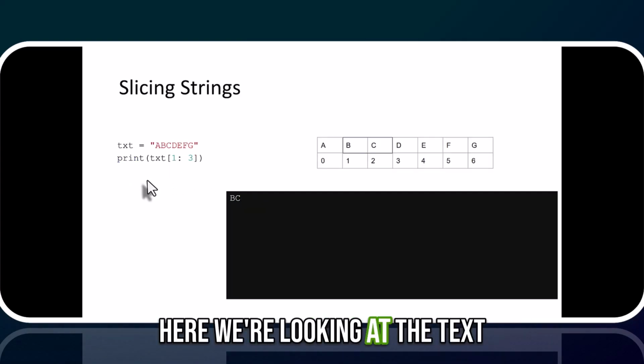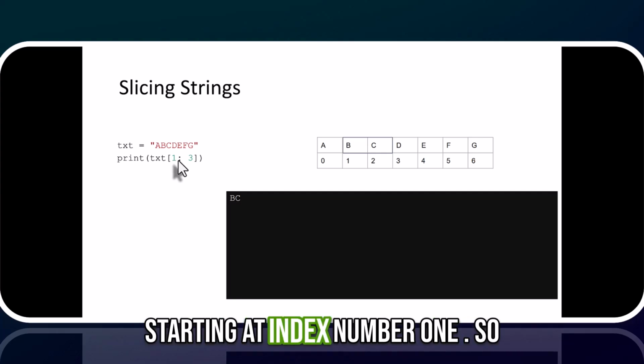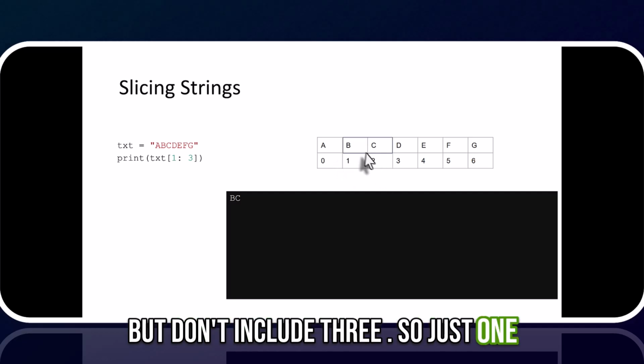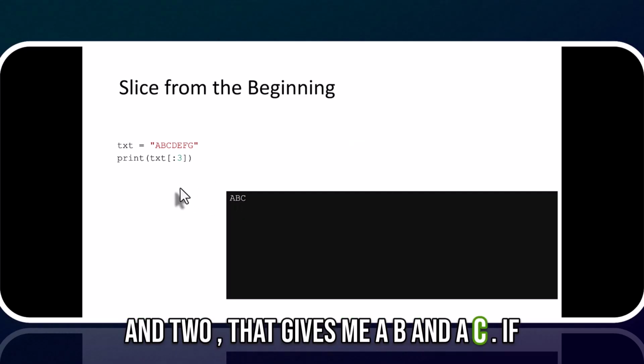Here we're looking at the text starting at index number 1. So starting right here, go up to 3, but don't include 3. So just 1 and 2, that gives me a B and a C.